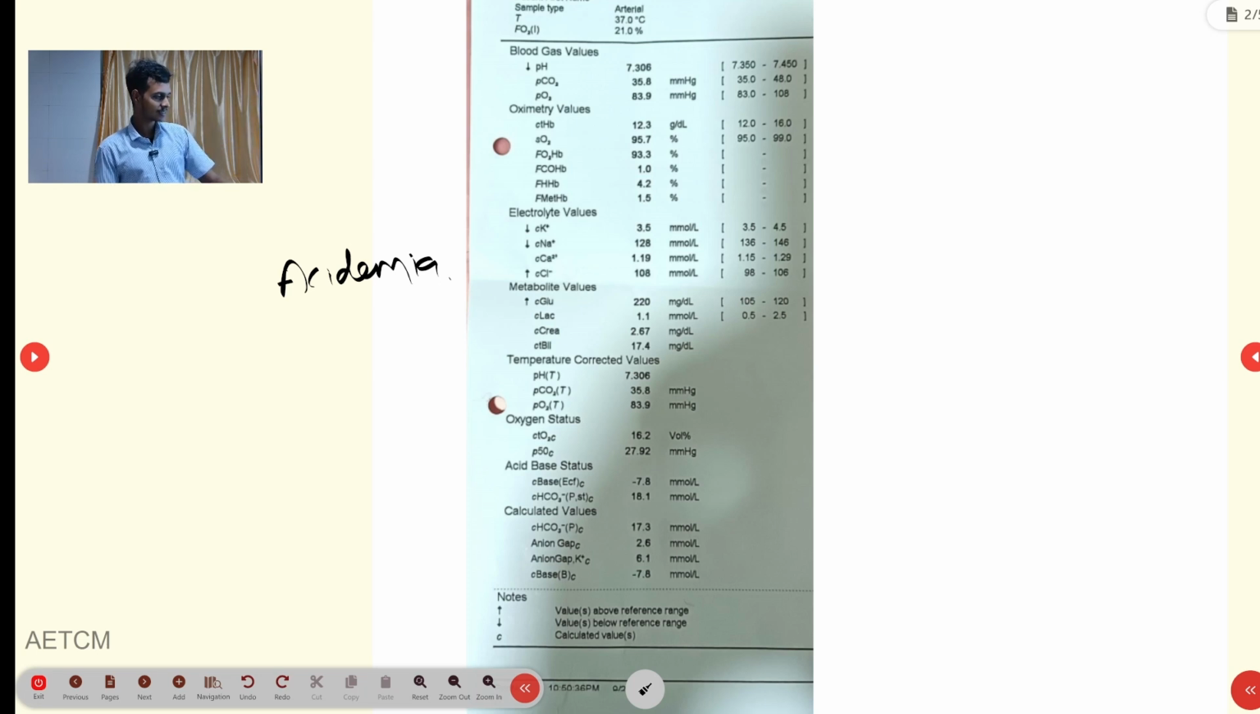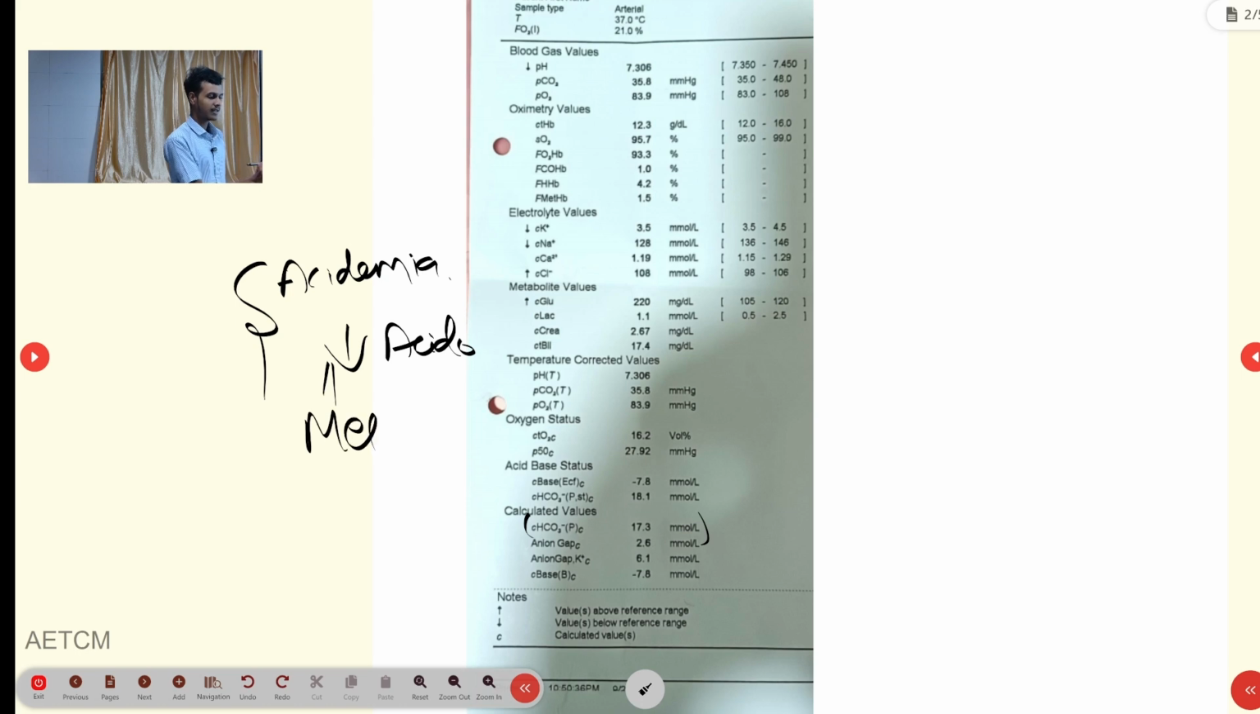Now we are going to check the HCO3 level. The HCO3 level is 17.3, so it is decreased. Am I right? 22 to 28 is the normal value, but here the person has a base deficit or bicarbonate deficit. The value is low, so automatically it is indicating acidosis. So correlating everything, the person has a metabolic acidosis.